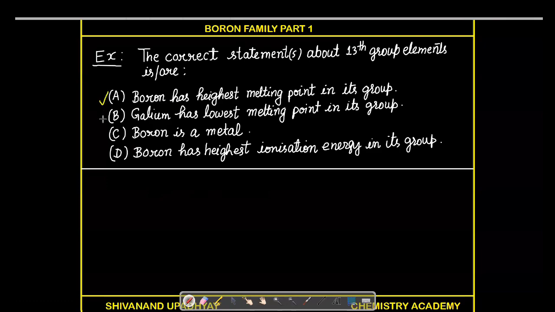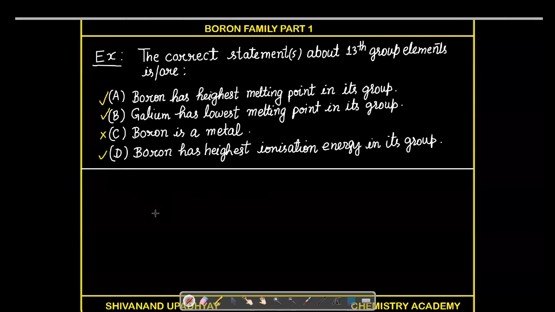Today we have discussed the melting point. Boron is a metal, that is wrong. Boron is definitely a non-metal and the other elements in the group are metals. Boron has the highest ionization energy in its group. Yes, that is correct.